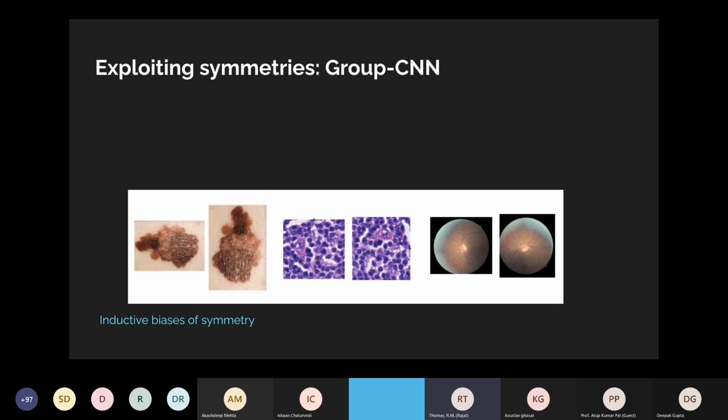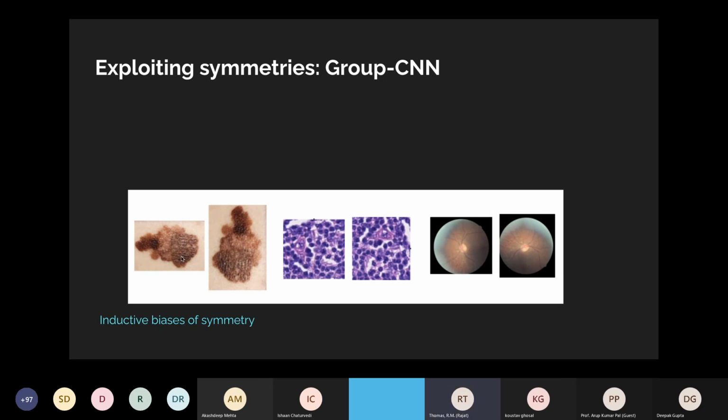Probably when you go through more of this lecture series, you will learn more about CNNs and what translational invariance is and how CNNs exploit it. What I'm trying to tell you is that translation invariance itself is a constraint. Because if you look at medical images, typically, these three examples that I've shown you, one is skin, one is histopathology, and one is the eye.